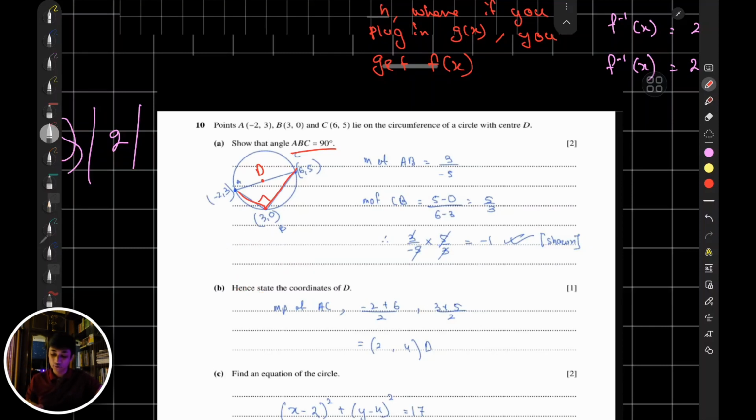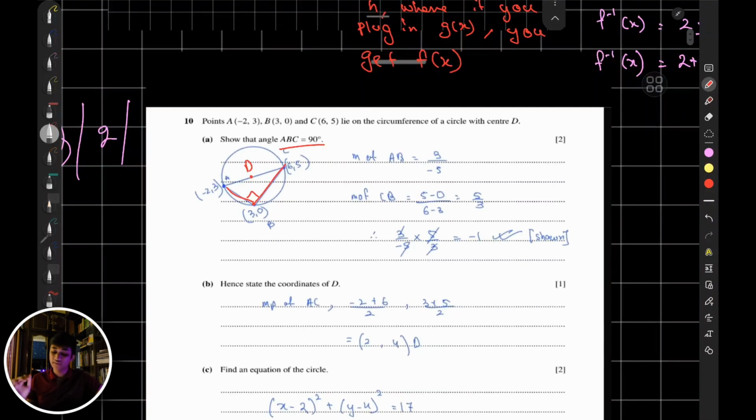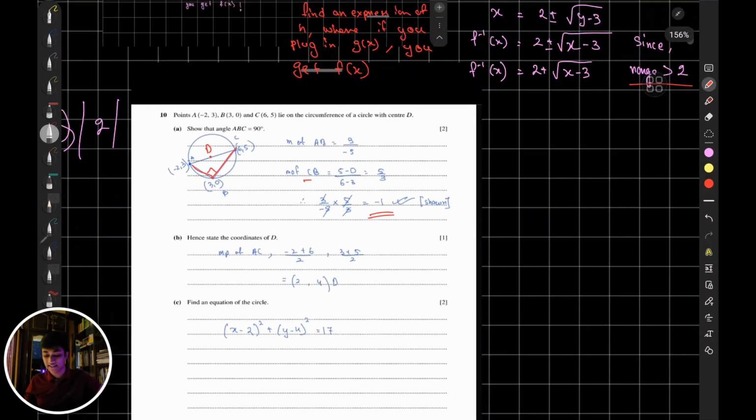Okay, so we find the product of the gradient of AB and BC. What is the gradient of AB? 3 by minus 5. What is the gradient of CB? 5 minus 0 by 6 minus 3, which is 5 by 3. Find the product of both of these gradients: 3 by minus 5 times 5 by 3 gives you minus 1. So the product of their gradients is minus 1. Therefore, they're perpendicular to each other, meaning the angle in between is 90 degrees. That is exactly what they wanted to know. Fair enough. Moving on to the next question.